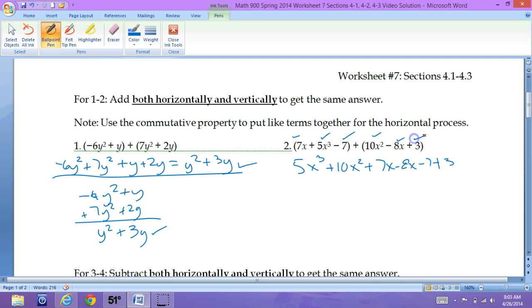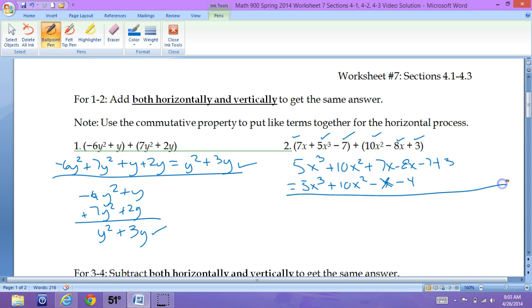And now I've assured that I brought everything down. It's in order, like terms are together, the x's are together, using the commutative property of addition. And then I put my constants together. So this equals 5x cubed plus 10x squared minus x, because positive 7x minus 8x is a negative x. And then I have a minus 4.